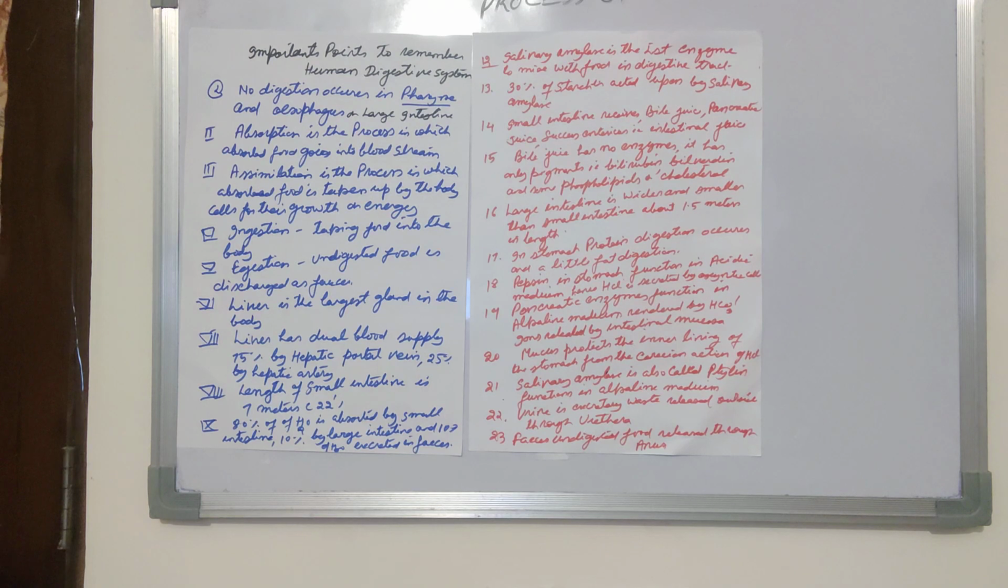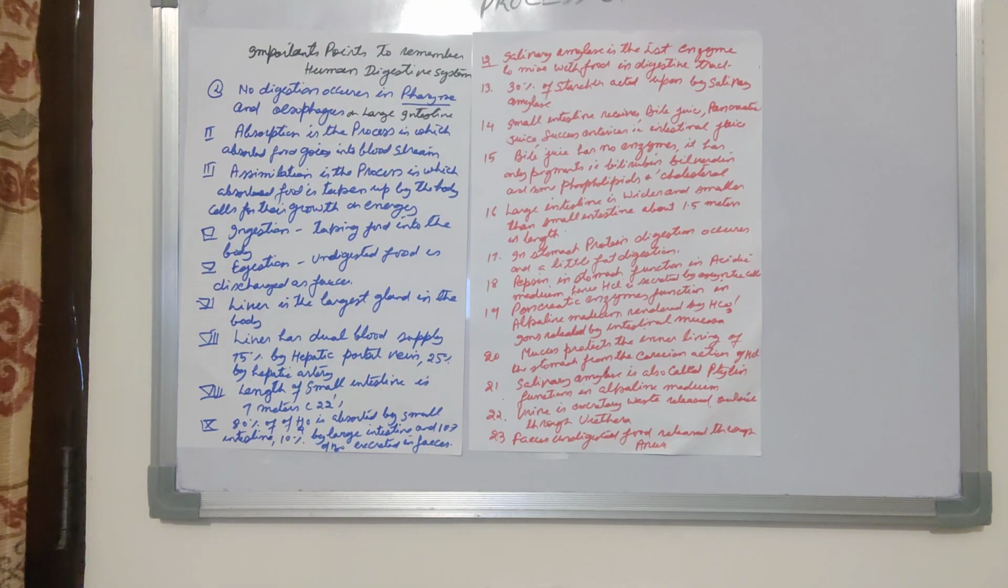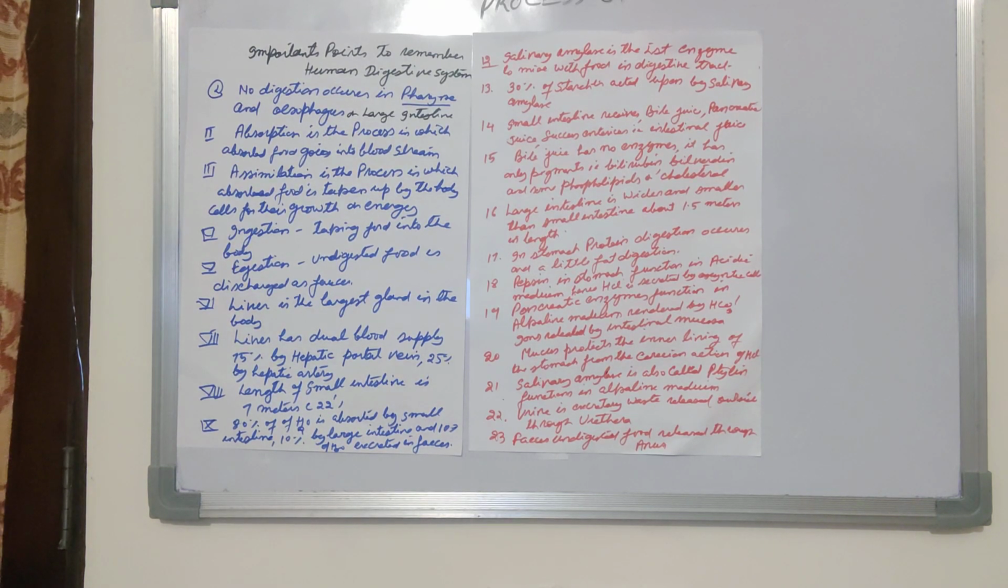In addition to this, I tell you that pepsin acts upon the protein part of the food in the stomach, which is converted into peptides. In the stomach, renin is also produced in the case of infants. It helps in the digestion of milk protein. So renin is produced in infants, which helps in the digestion of milk protein.